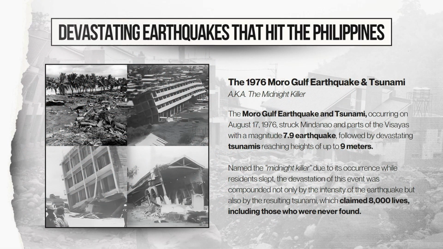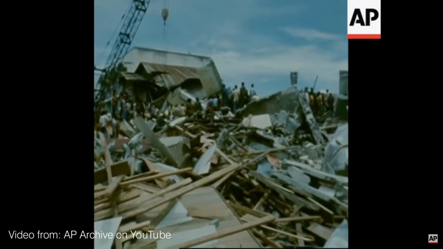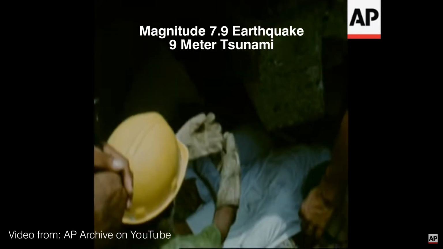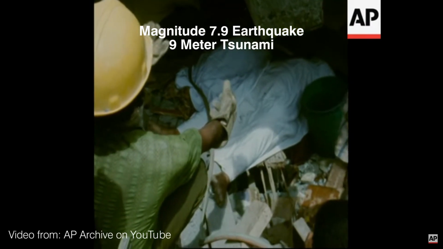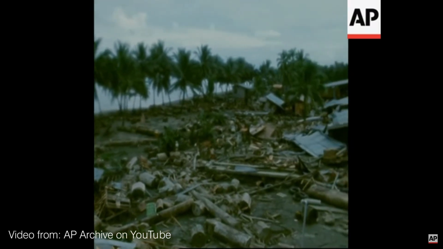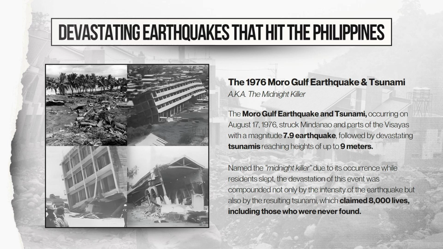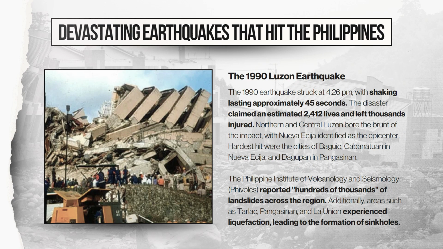Let's now focus on the two devastating earthquakes that affected the Philippines. First, the 1976 Moro Gulf earthquakes and tsunami, also known as the Midnight Killers. These catastrophic events struck Mindanao and parts of the Visayas with a magnitude 7.9 earthquake, followed by tsunamis reaching heights up to 90 meters. 8,000 people lost their lives in the destruction, which remained undiscovered until it happened, when the locals were asleep.